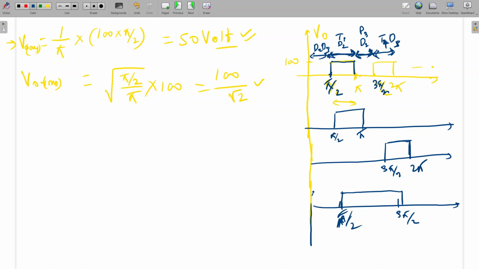Sir, D2 conducting from 0 to 3 pi by 2, no, sir? D2, sir. One second, one second. D2, D3 will conduct here. Again, D2, D3 will conduct here. One second. Yes, yes. Correct only. And D3 will conduct here. Yes, you are correct only. One second.